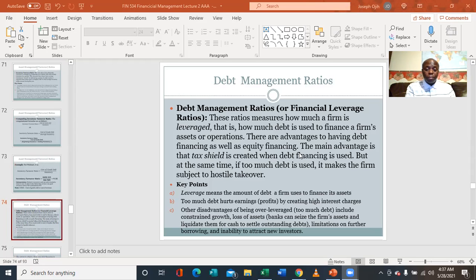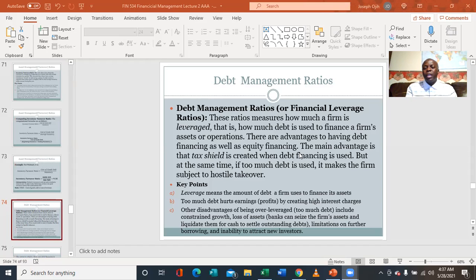Now, what the debt management ratios basically do is measure how much a company is leveraged, which means how much debt the company uses to finance its assets or operations. Using debt to finance your operation has some advantages, if the debt, or what you owe, is not too much. If the debt is properly managed, it has a lot of advantages.